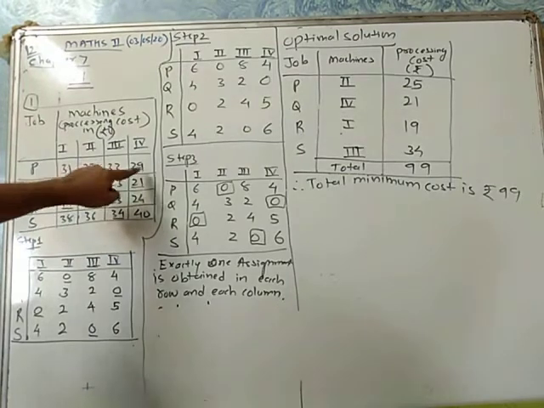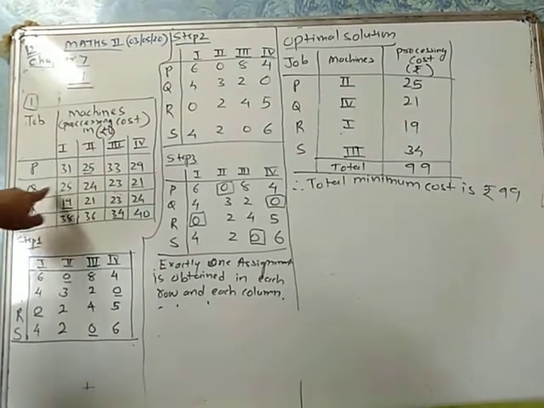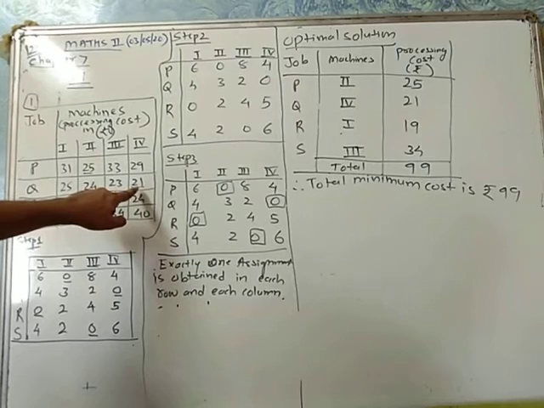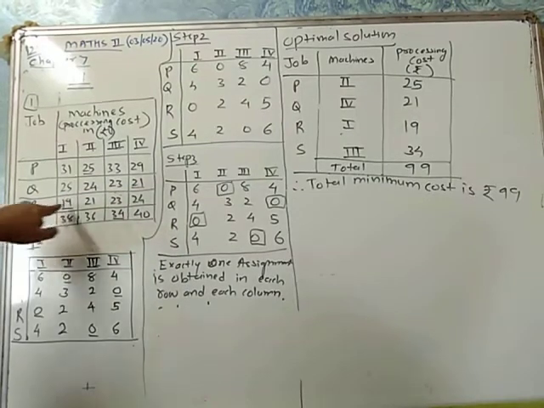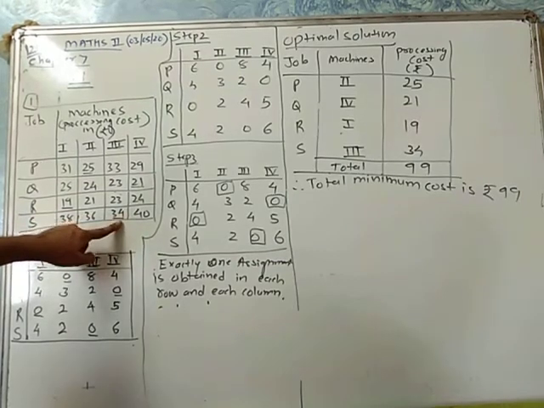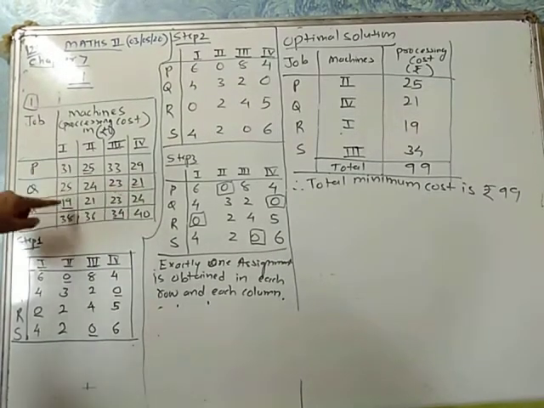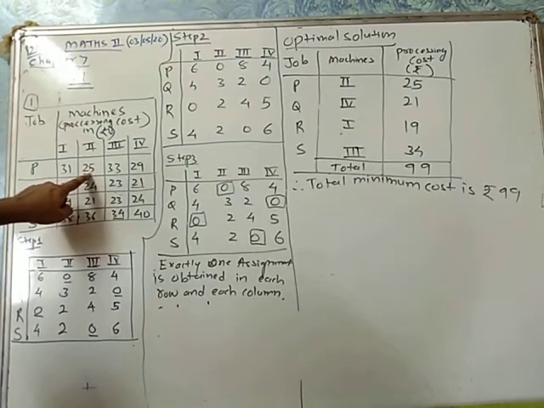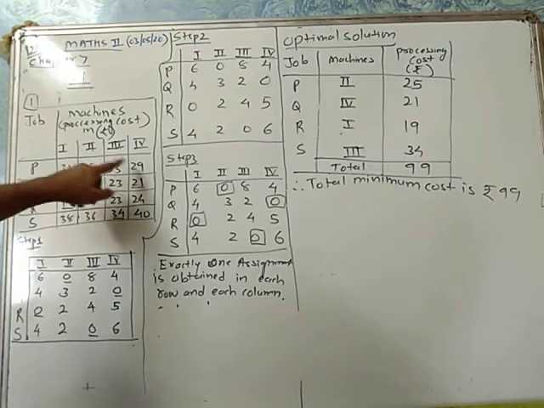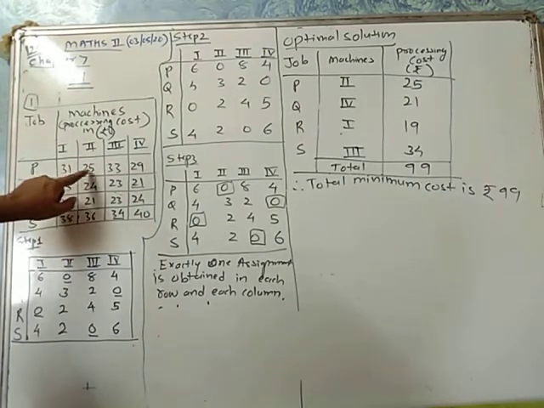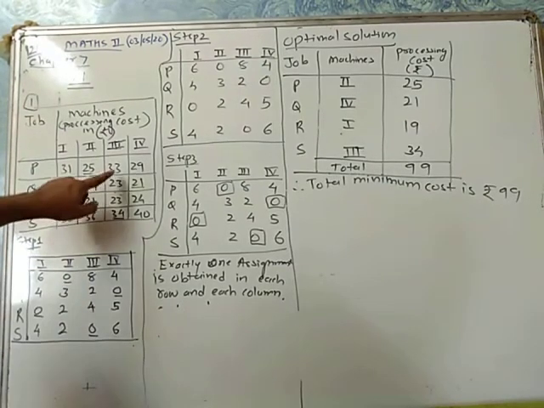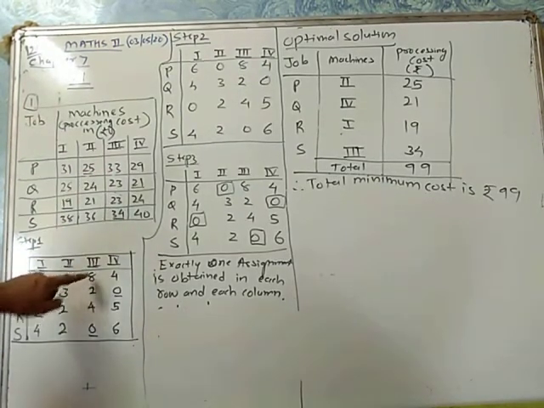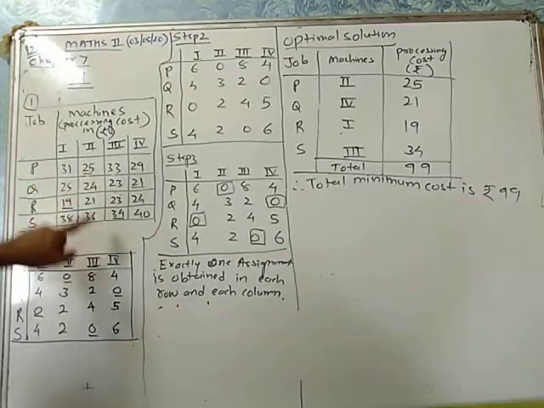In the first row smallest value is 25. In the second row smallest value is 21. In the third row smallest value is 19. In the fourth row smallest value is 34. I have underlined smallest value in each row. Now you must subtract this smallest value from that particular row. So 31 minus 25 is 6, 25 minus 25 is 0, 33 minus 25 is 8 and 29 minus 25 is 4.